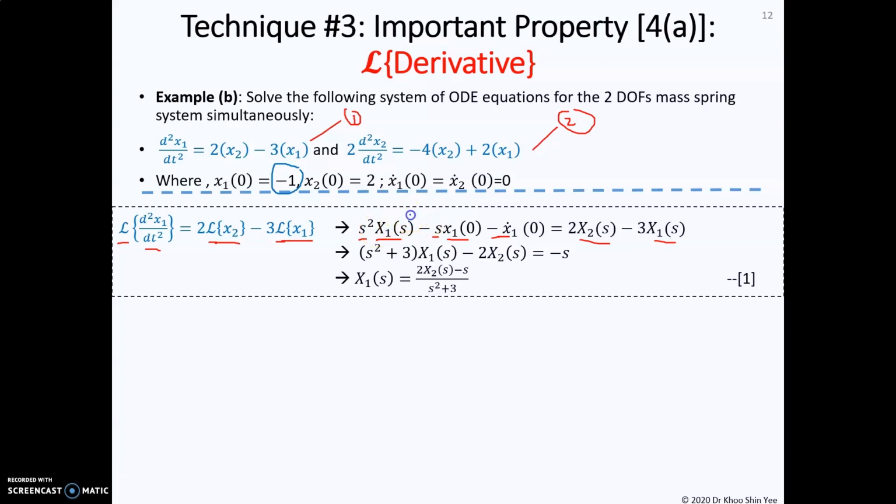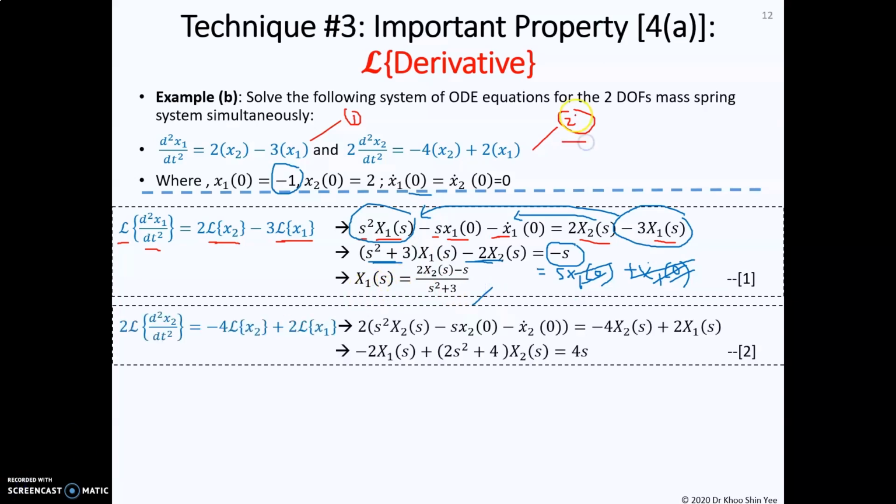Then you collect the term for the x1. So you have the first term and second term here. So we move this term to the left hand side, you obtain s squared plus 3. And then you collect the term for the x2 here. So you move x2 to the left hand side, then you obtain -2X2(s). So you have the remaining term on the right hand side, which is the s x1(0) plus x1'(0). Then you can substitute the initial condition. So x1'(0) is equal to 0, this can be cancelled, and x1(0) is -1. So therefore you obtain -s. By moving the x2 term into the right side and then dividing with the s squared plus 3, then you can obtain the X1(s). We perform the same procedure for the ODE2 as well.